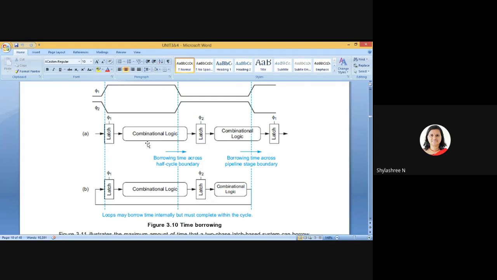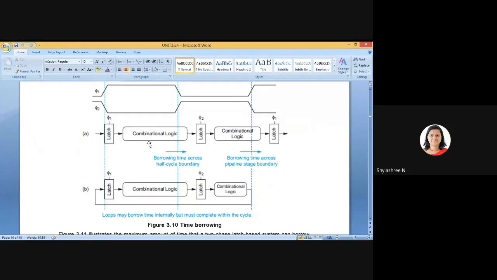If the second block again takes too much logic, it can borrow time from the third clock. If the fourth block again takes too much logic, it can take from the fifth clock, and so on. Are you getting it? If one half cycle or a stage of a pipeline has too much logic, it can borrow time from the next half cycle or stage. Are you getting it? Yes, ma'am. So like that you can keep on borrowing.